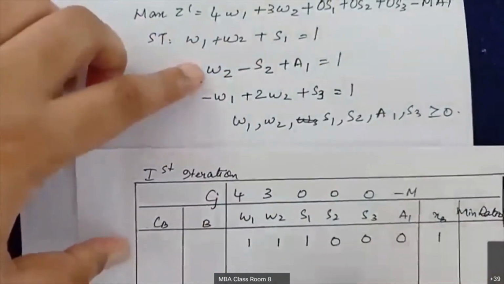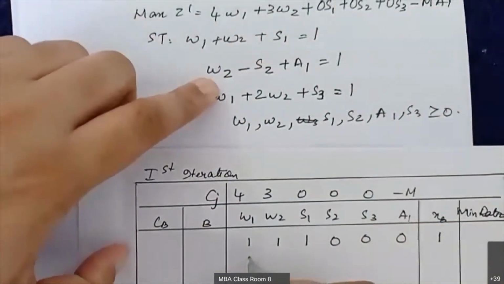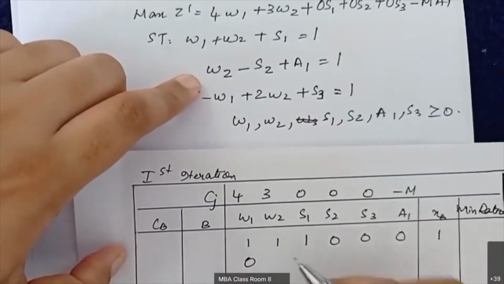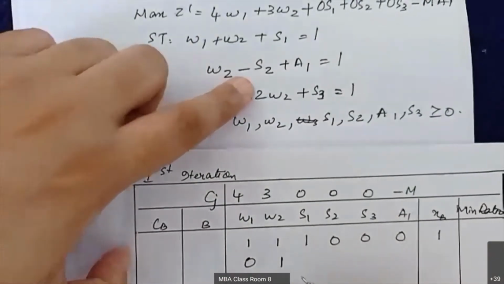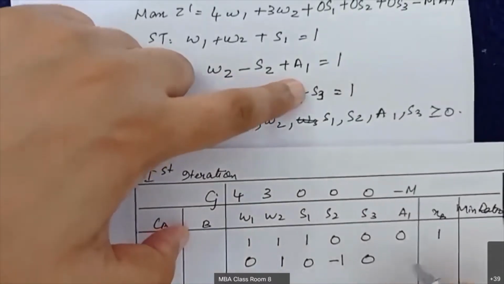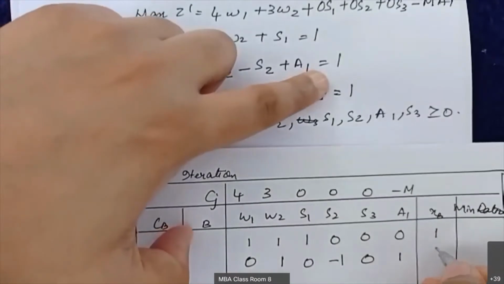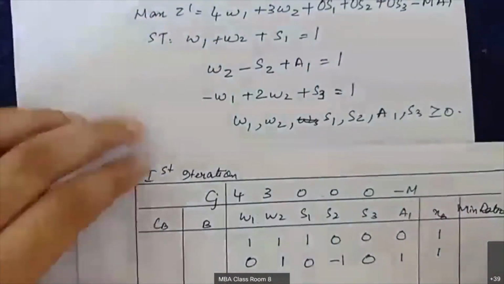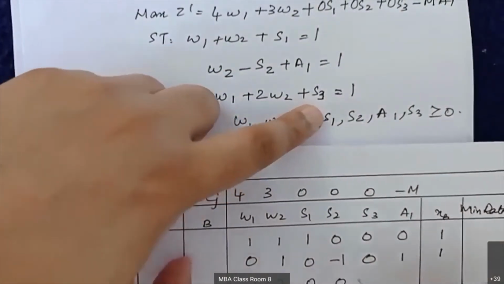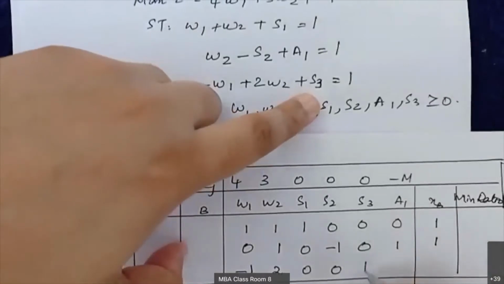Second constraint, we don't have W1, we'll put a 0 here. W2 is 1. We don't have S1, put 0. S2 is minus 1. We don't have S3, 0. Then A1, we have 1. What is the value solution? 1. Third constraint, we have minus 1. We have W2 as 2. We don't have S1, 0. We don't have S2, we'll put 0. We have S3, that is 1. And we don't have A1, we'll put 0. And over here, we have the value 1.